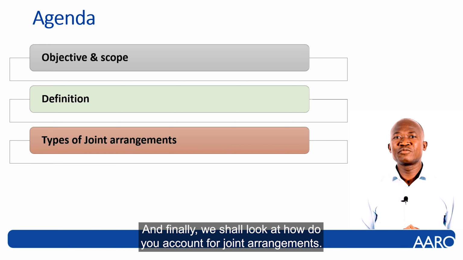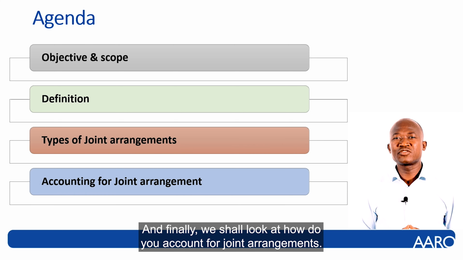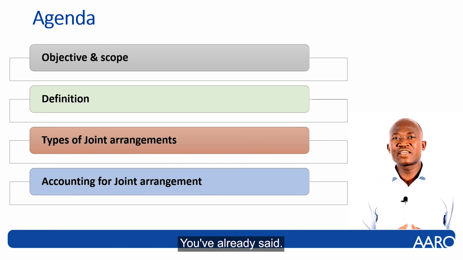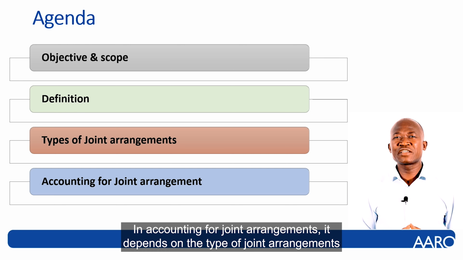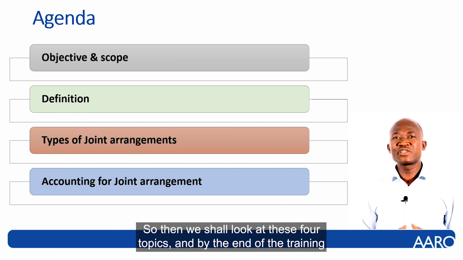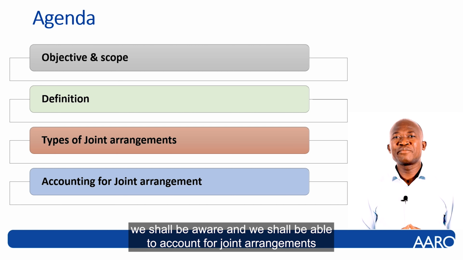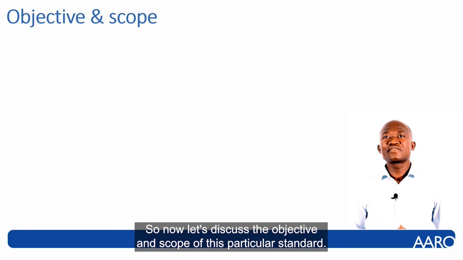And finally, we shall look at how you account for joint arrangements. We've already said that in accounting for joint arrangements, it depends on the type of joint arrangement. So we shall look at these four topics, and by the end of the training, we shall be able to account for joint arrangements. So now let's discuss the objective and scope of this particular standard.